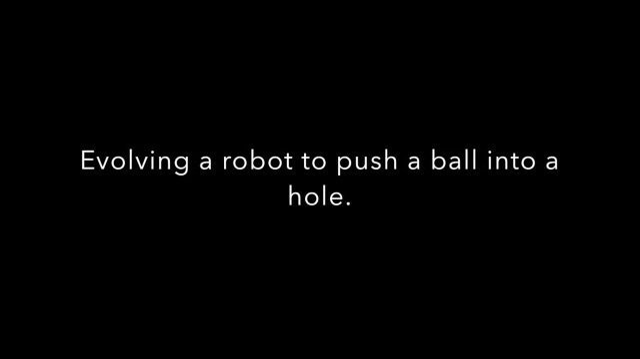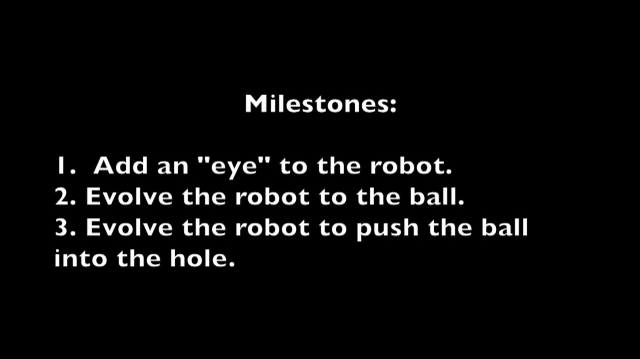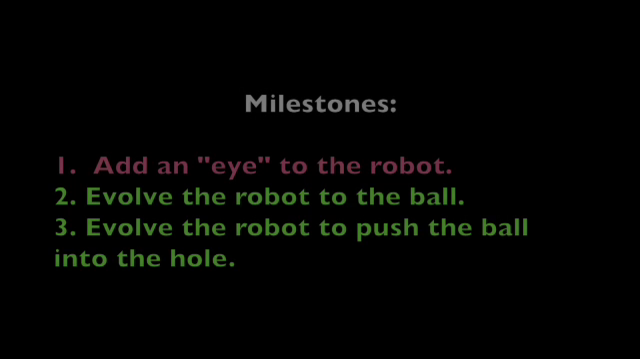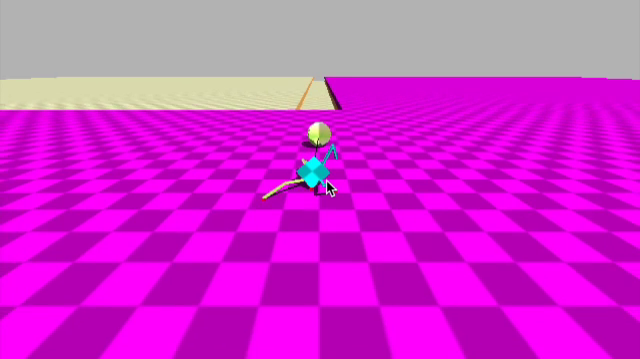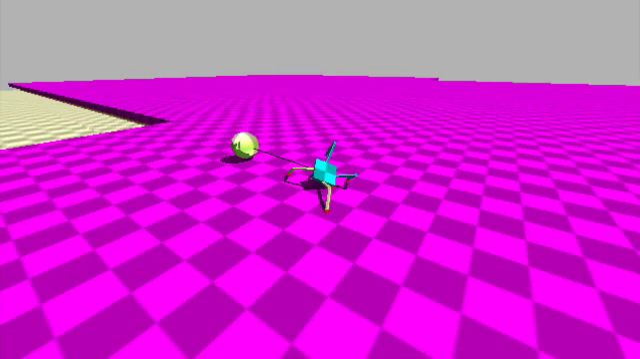In this experiment, I evolved a robot to push a ball into a hole. First, I attempted to add an eye to the robot, which I wasn't able to fully implement. But then I did implement evolving the robot to the ball, as well as evolving the robot from the ball to the hole.